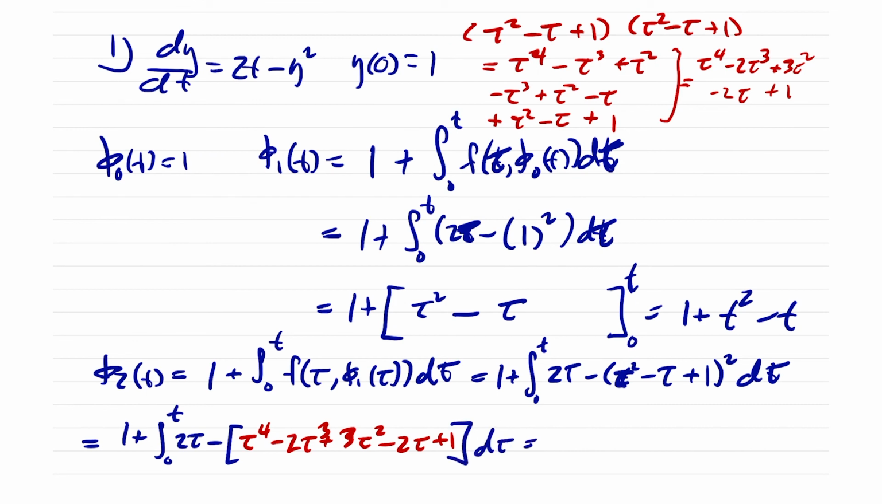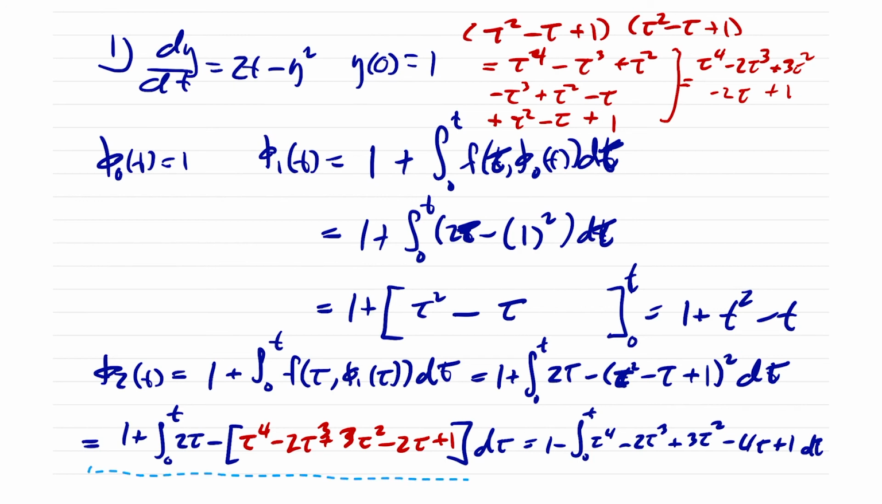d tau, and this is equal to 1 plus the integral from 0 to t of tau to the 4 minus 2 tau cubed plus 3 tau squared minus 2 tau, well now, minus 4 tau plus 1, and I'm pulling a minus sign out here. All right, d tau, and doing all of this, let's scoot this up so I have a little bit more space.